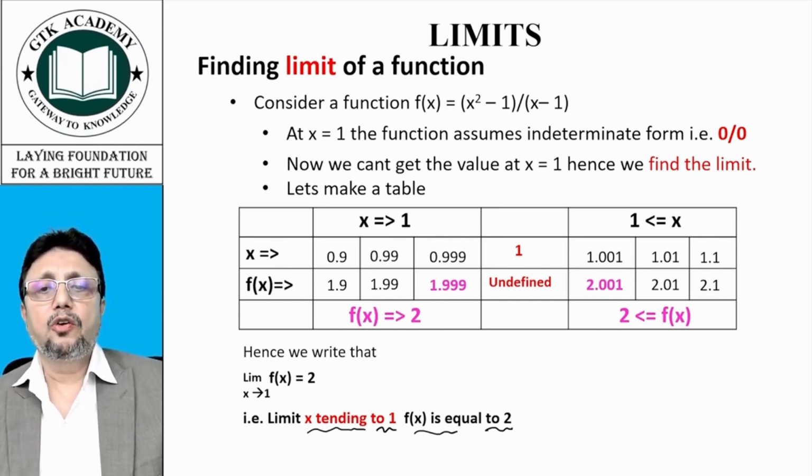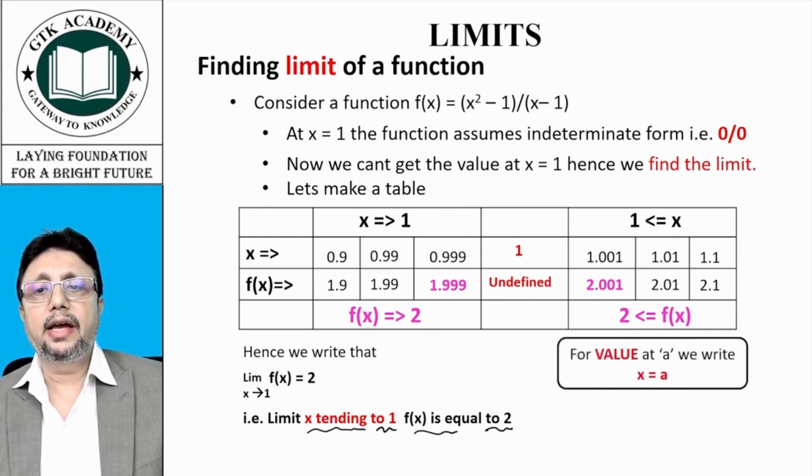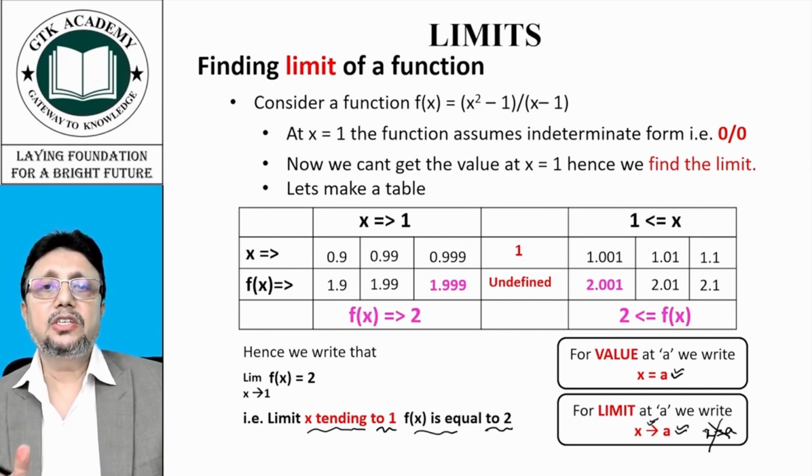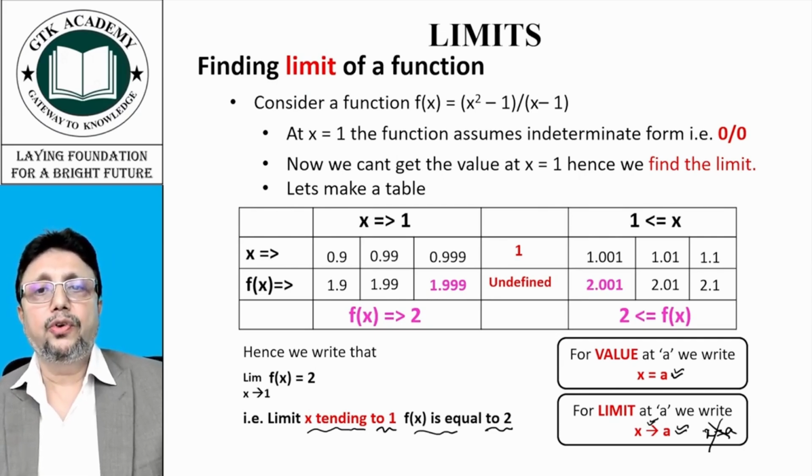Now just see the difference. When you find the value at a particular point, say x is equal to a, we write this as the value at x is equal to a. But when we find the limit, we write x tending to a and not x is equal to a. We don't write like this. We write x tending to a, which means x is tending towards a. So this is one way of finding the limit. Let me also explain graphically.